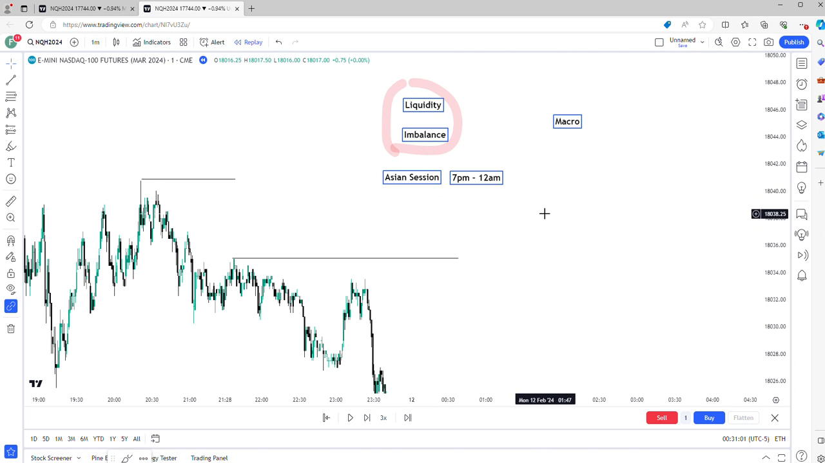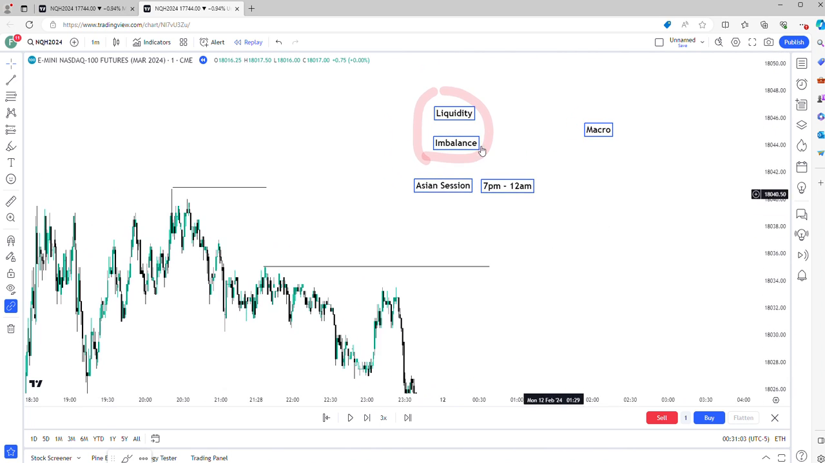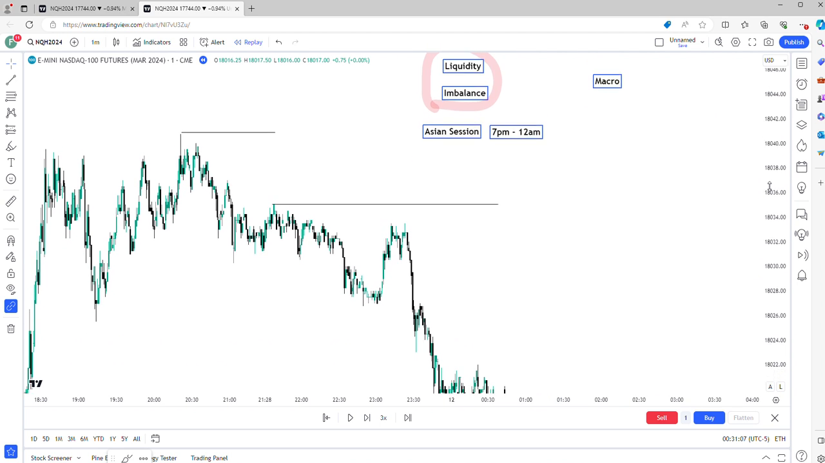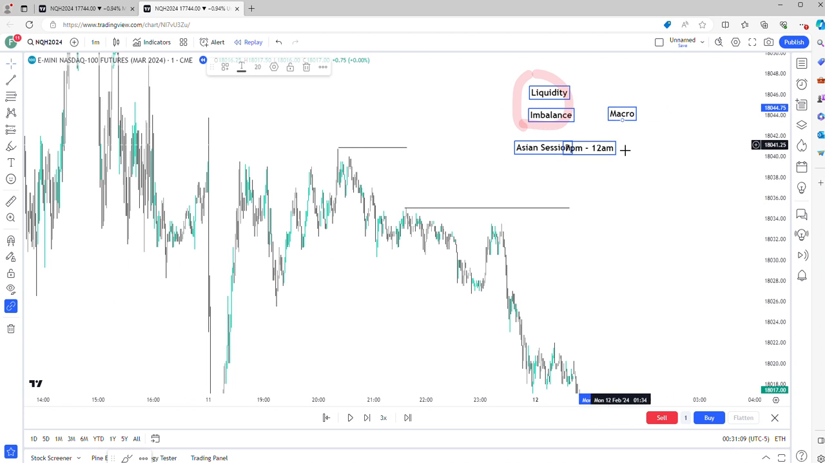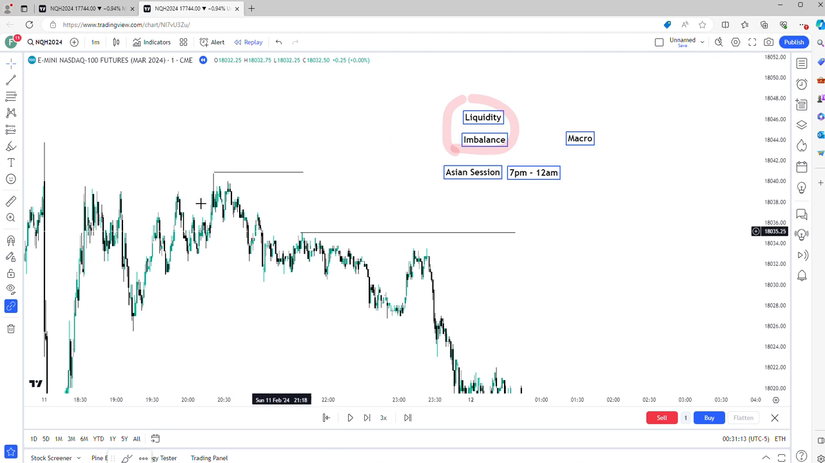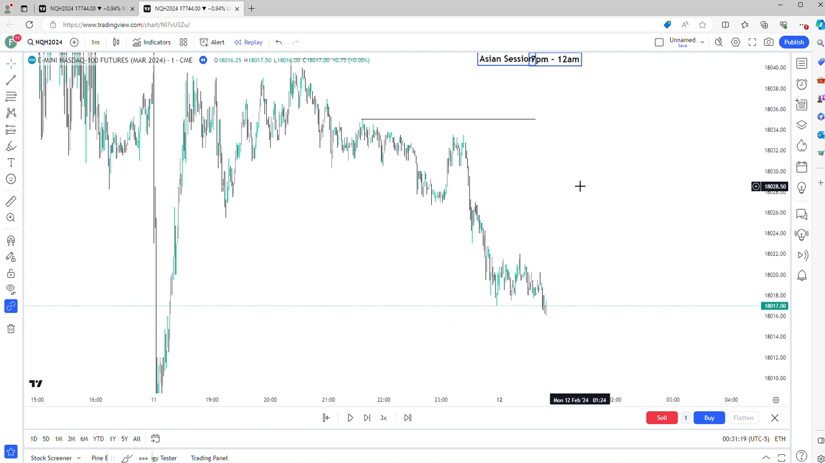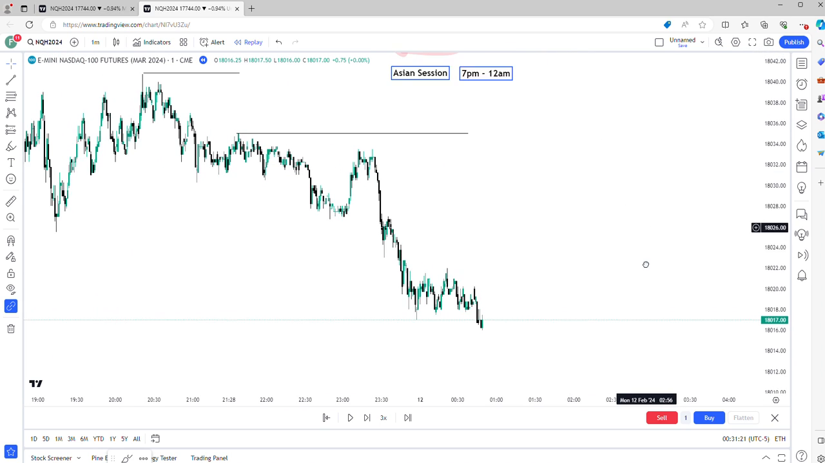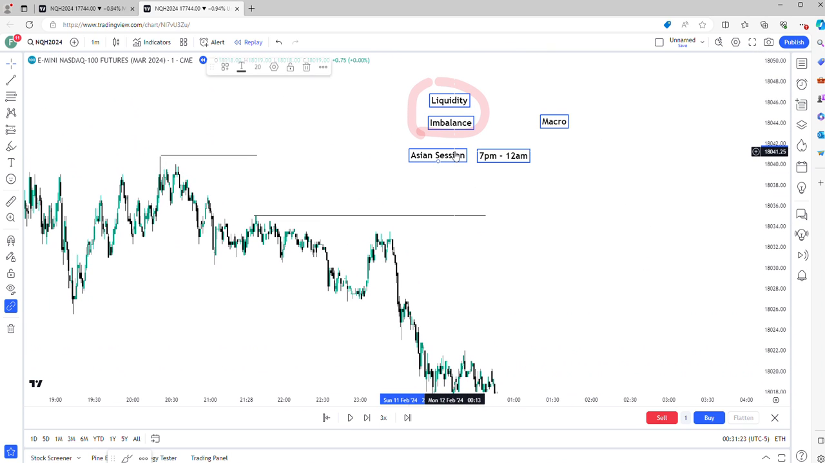So there's two ways you can actually execute trades based on liquidity and based on imbalances. So that's the first thing I want to mention. The second is using macros and using key time frames to execute trades. So it's all fine and well, you could have liquidity there, but you need to execute trades during a key time frame to increase the probability of your trade. So for example, if we're looking at the chart here, these are the first two things I'm focused on, right? I'm focused on liquidity and I'm focused on imbalances.